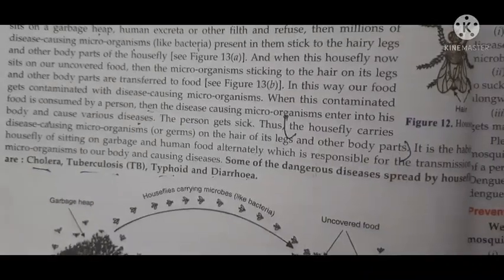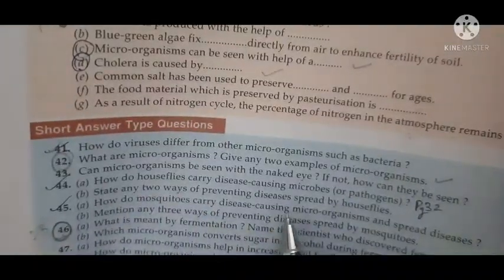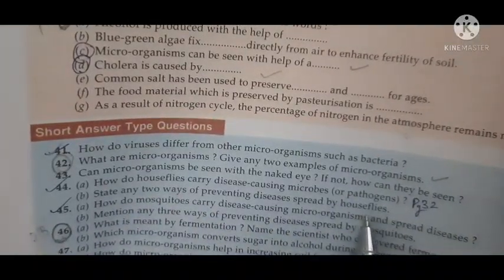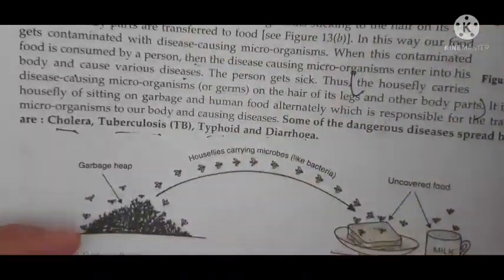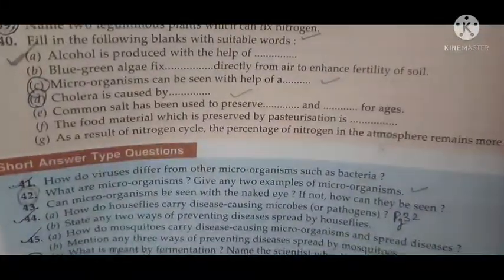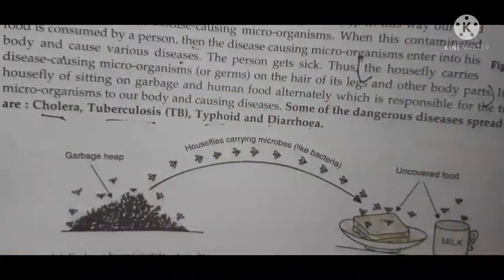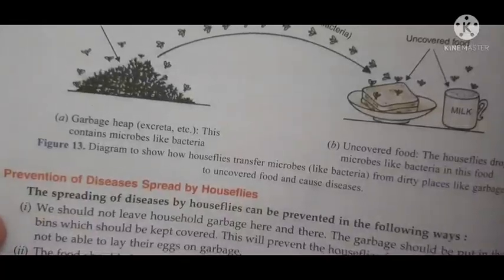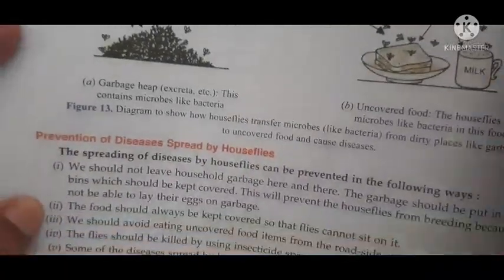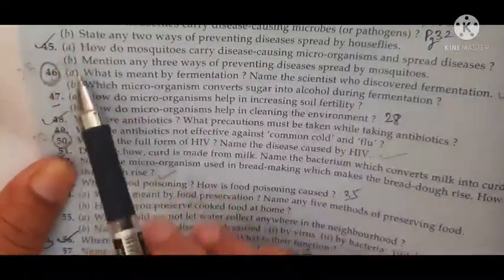Okay. Now what is the second, B part of question number 44? State any two ways of preventing diseases spread by housefly. For this answer, refer page number 32. So what you have to do here? How will you prevent the disease of the housefly? So you write any 2 points. Any 2 points you can write.